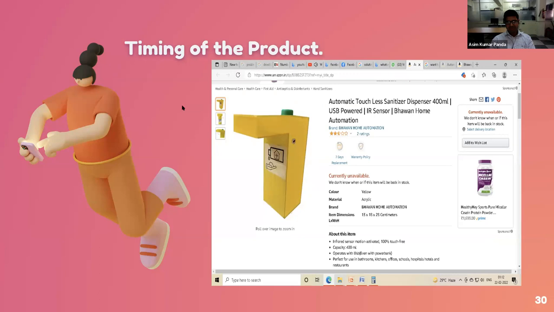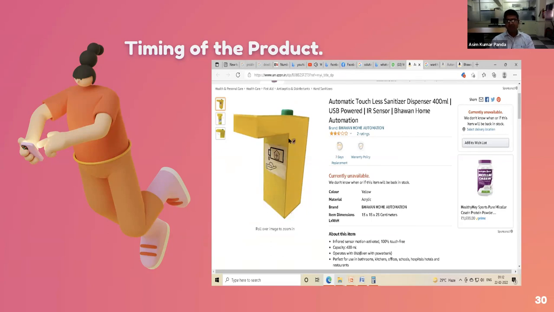So again, timing of the product. This is also very crucial. Now, think about the touchless sanitizing system. Imagine the scenario during March 2020. At that time, the product was very much relevant. But nowadays, we can live without the touchless system, right? But in those days, this touchless system was very much relevant, right?